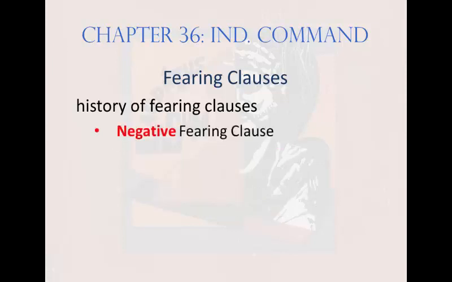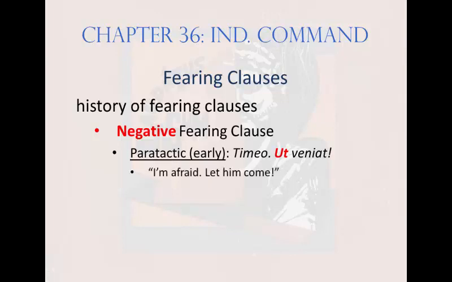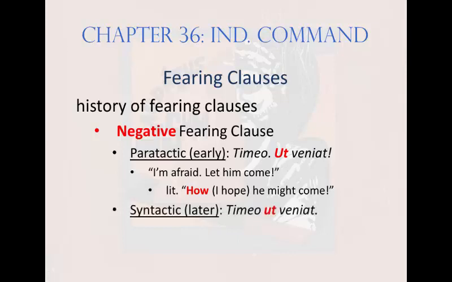Negative fearing clauses in Latin suffered the same when syntaxis dawned, only the opposite. Paratactically, early Latin said timeo, period, ut veniat, that is, "I'm afraid. Let him come." In other words, "how I hope that he might come." His absence, not his presence, is what scares me. But later, as the Romans embraced syntax, that became timeo ut veniat, still meaning the same thing. "I'm afraid that he will not come."